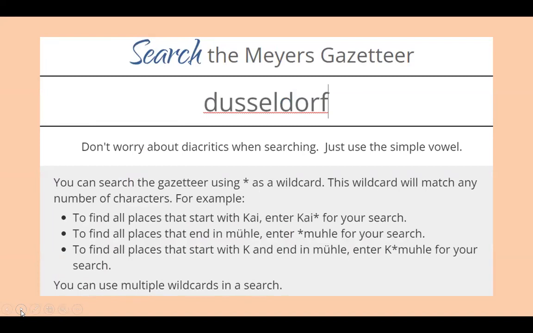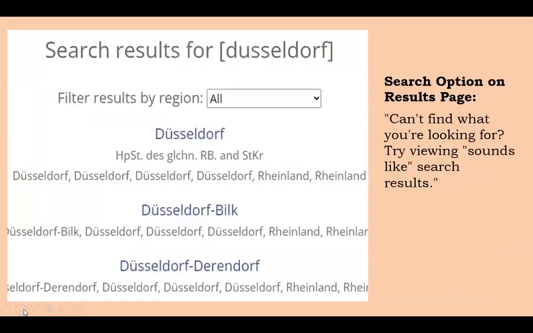And I start with a search for Düsseldorf, the town where Johann Theodor Kieselstein was living at the time of his death. Note that you do not need to use diacritic or accent marks, and that the search is not case sensitive. There are 18 results from plain old Düsseldorf to Düsseldorf-Westen, but they're all in the Rhineland region. So we'll look at the first one as it is marked HPST for Hauptstadt, or capital city.